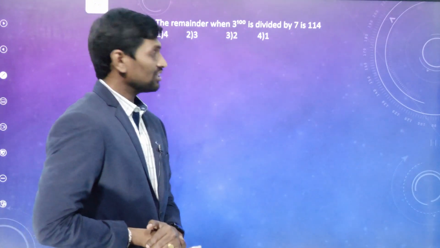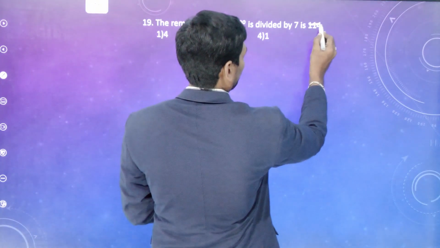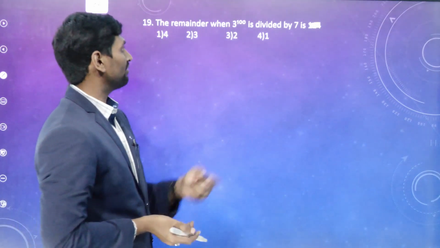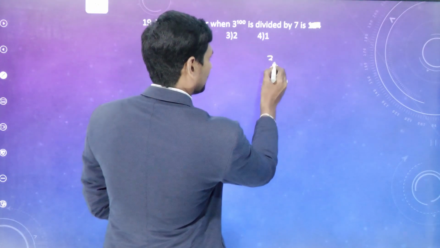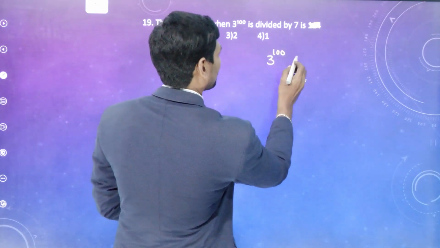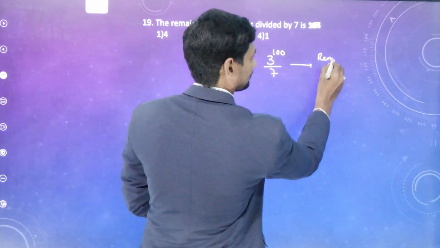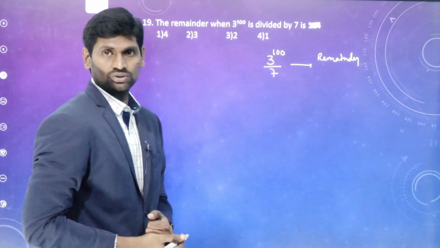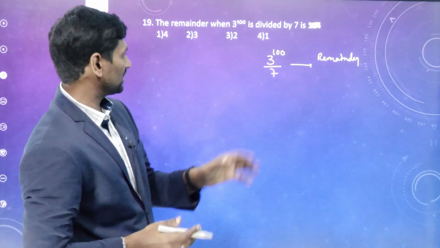This type of models only I have collected here. Okay. Right. So the remainder when 3 power 100 is divided by 7. 3 power 100 is divided by 7. What is the remainder? Same process we have to do. Now this is somewhat easy problem. You will understand how to do it clearly.